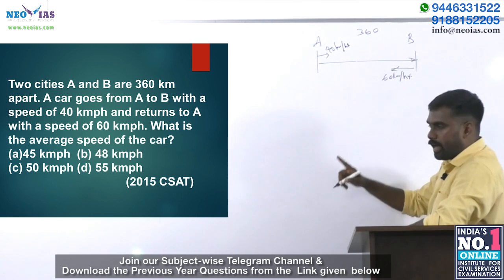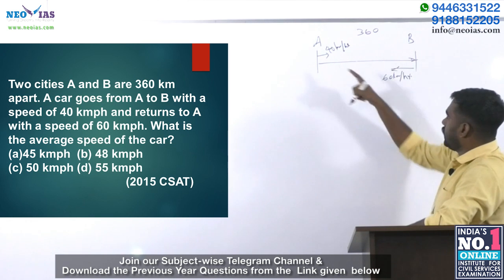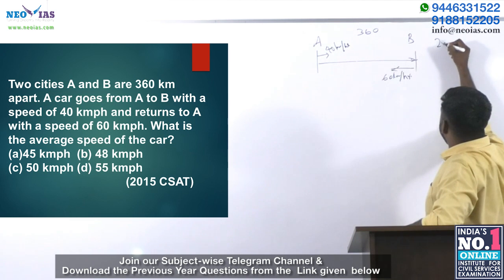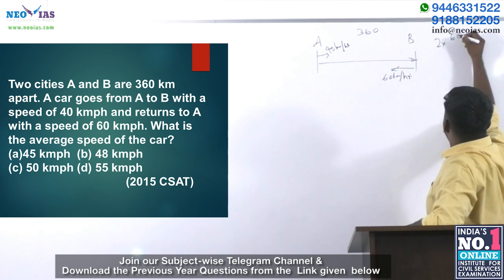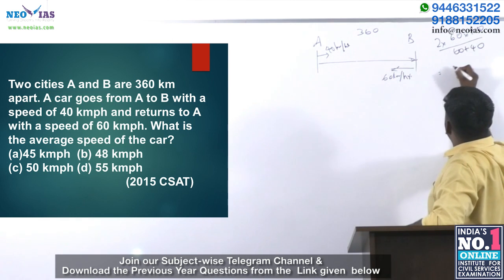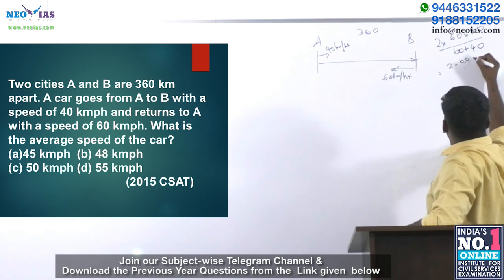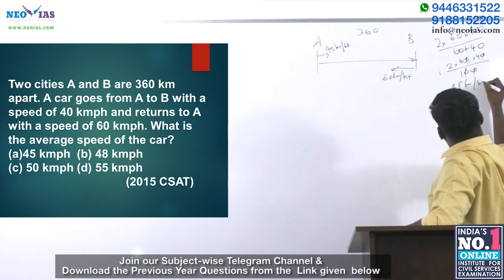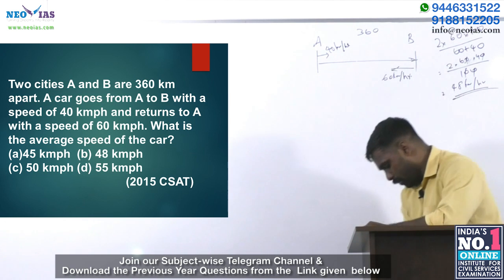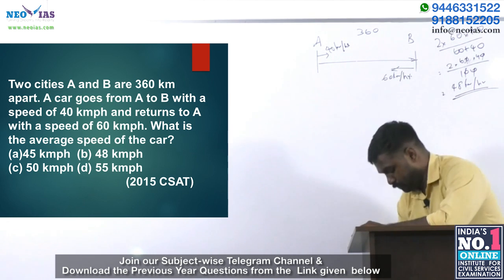The same concept I had explained in the case of average speed, right? Here the distance traveled is the same in both cases. So I'm just using that equation: 2 into 60 into 40 by 60 plus 40, that is 2 into 6 into 4, 60 into 40 by 100, that is 6 into 4, 24, 48 km per hour, right? This is the answer. If you are not able to understand the concept, we will explain.